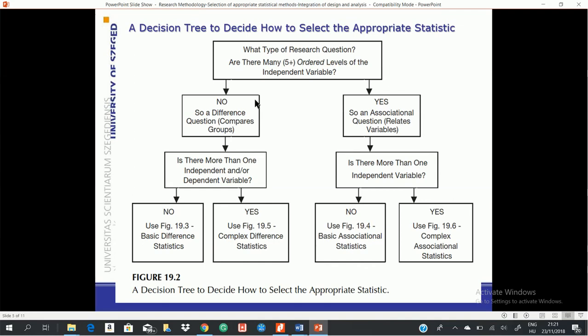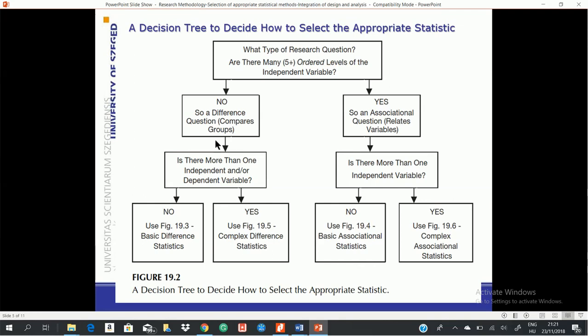Let's start. If you choose yes, is there more than one independent variable? You can choose the figures 19.4 and 19.6. But if you choose no, and is there more than one independent or dependent variable? If yes, you can choose figure 19.5. If no, you can choose 19.3.